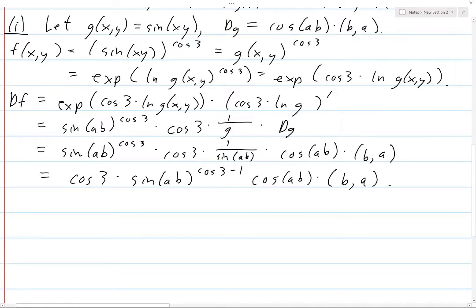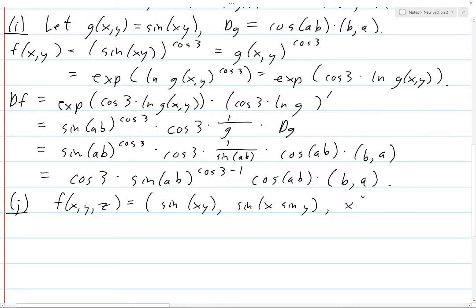Okay, and now the last one is part J, which is actually really easy. So f of x, y, z is equal to, so let's see here, we've got sine of xy, sine of x sine y, and x to the y. What we're going to do is we're going to combine parts h, c, and a, respectively.